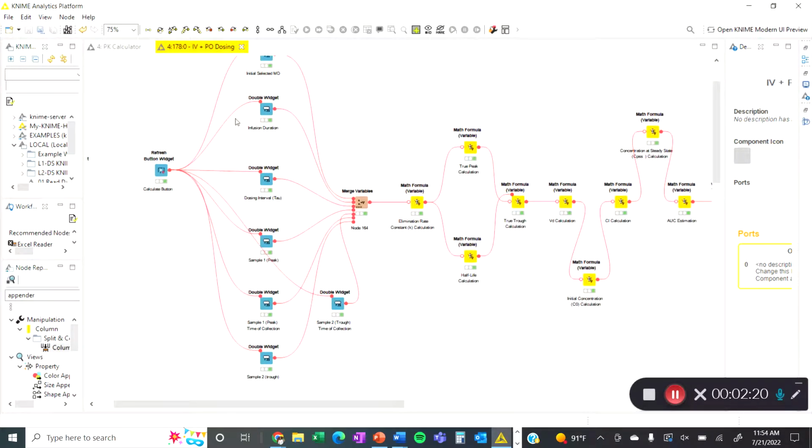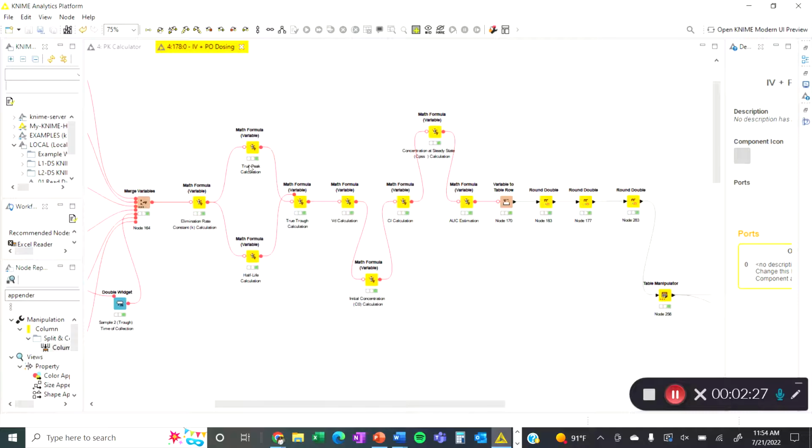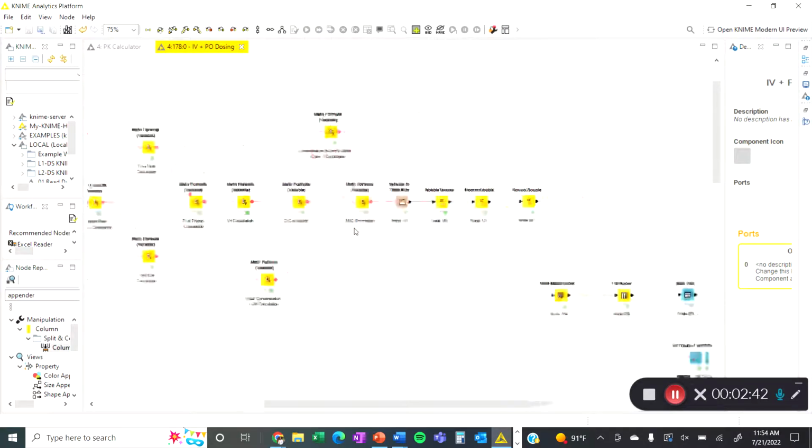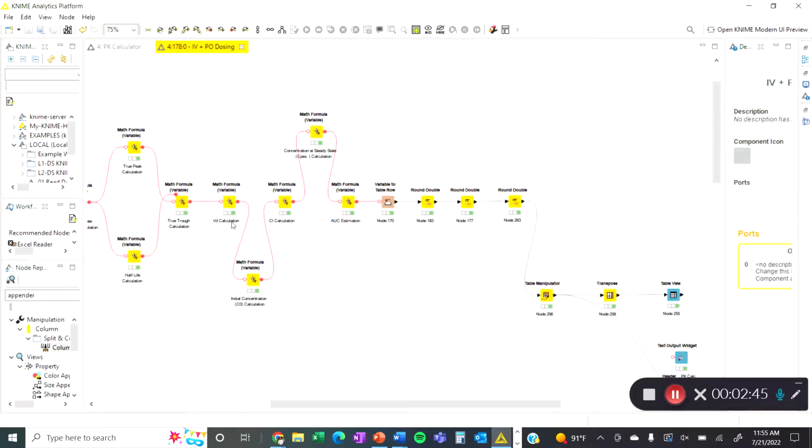And so each of these blue nodes here are what's going to allow us to input our patient data. And then following here, we'll have different PK calculations that I'm going to touch upon. So as I talked about those different concentrations we can hit, such as our peak and our trough. I also have got here the elimination rate constant, our half-life, volume of distribution, clearance, initial concentration, and an AUC estimate here. And so those are just a few of the different IV-based pharmacokinetic calculations that can be run by this calculator.